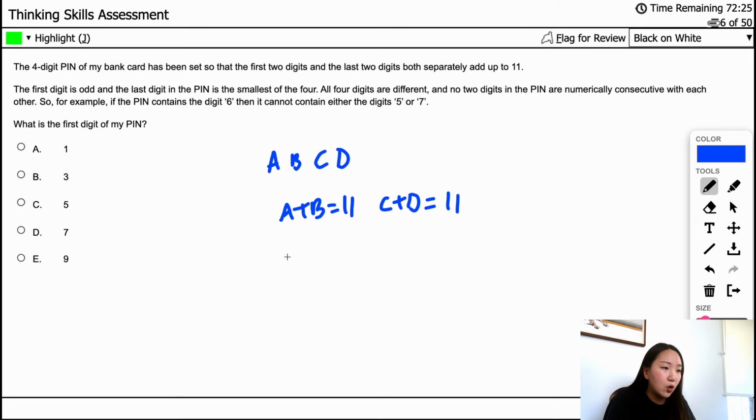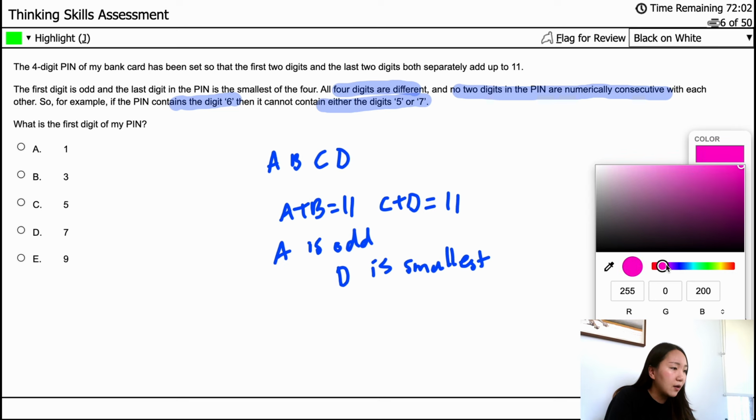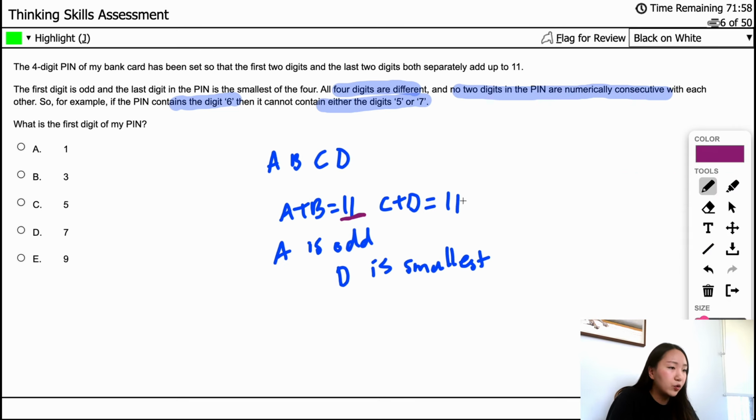The first digit is odd, so A is odd. And the last digit is the smallest, so D is smallest. All 4 digits are different. No 2 digits in the PIN are numerically consecutive. So for example, if the PIN contains the digit 6, then it cannot contain the digits 5 or 7. This is a lot of rules, so it should be pretty easy, I think. Let's just get a different color. So first, we'll knock out this rule first.